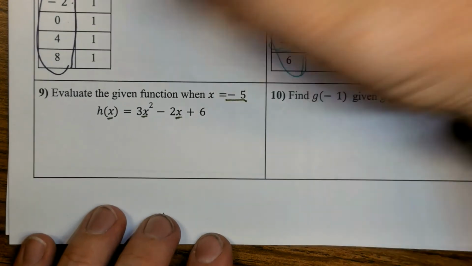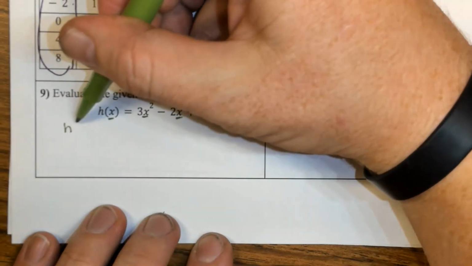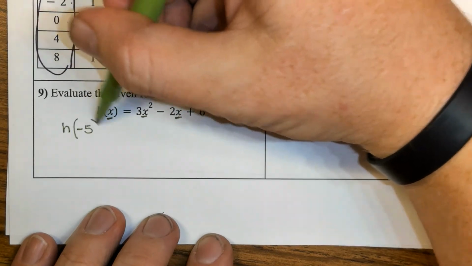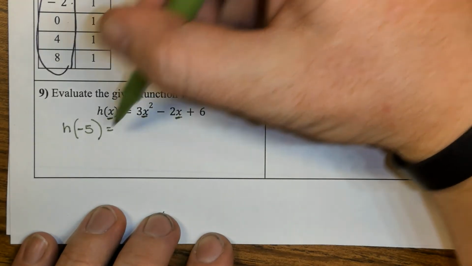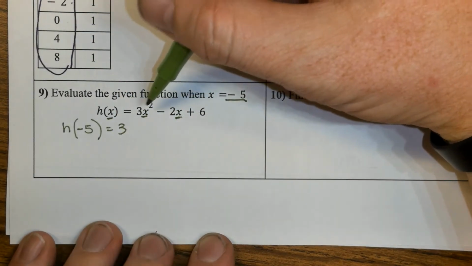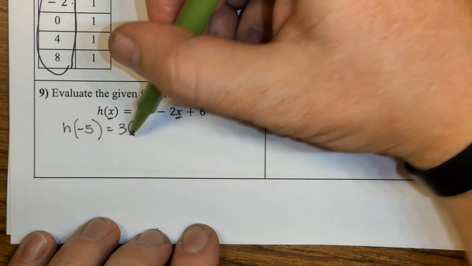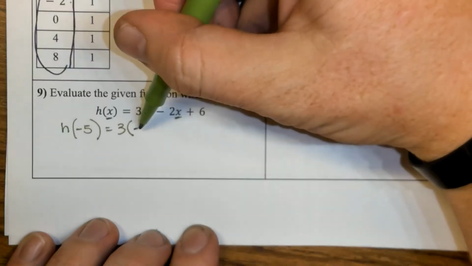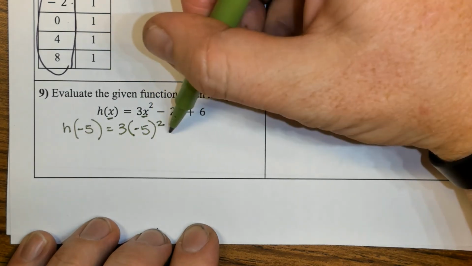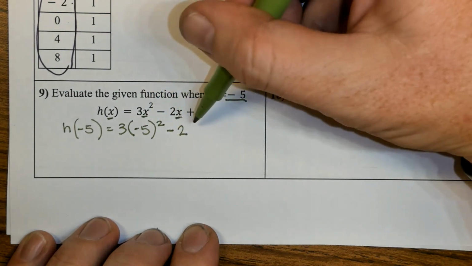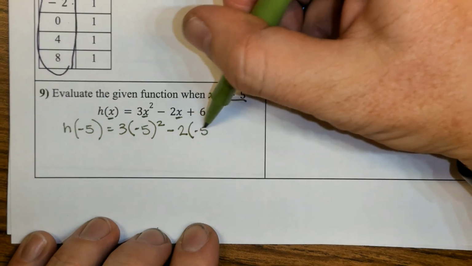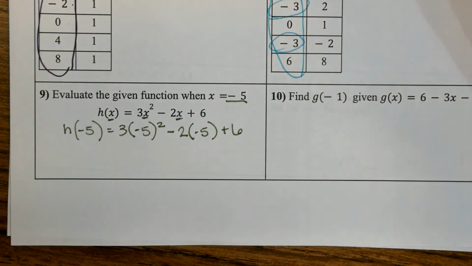So when I write this out, I'm just going to have h of -5 equals 3x squared is 3. And then again, when you see the x, all I'm going to do is write parentheses and put my number there. Squared minus 2x, so 2 parentheses, my number, plus 6. Okay, now you can just type this in the calculator from here, and I get my answer.